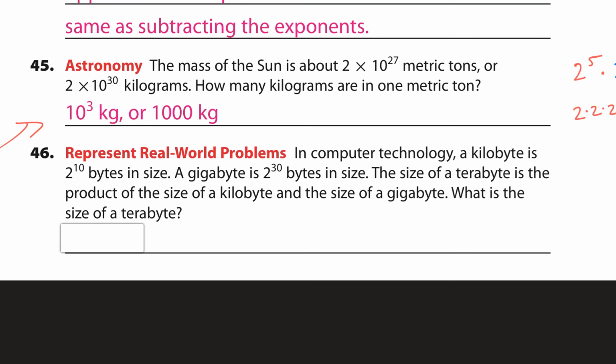Number 46. In computer technology, a kilobyte is 2 to the 10th bytes in size. A gigabyte is 2 to the 30th bytes in size. The size of a terabyte is a product of the size of a kilobyte and size of a gigabyte. What is the size of a terabyte? So you've got to multiply them. Oh, that's easy. So we have 2 to the 10th times 2 to the 30th, which is just 2 to the 10 plus 30. That should be 2 to the 40th bytes.